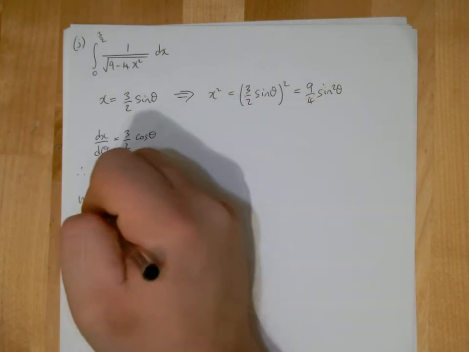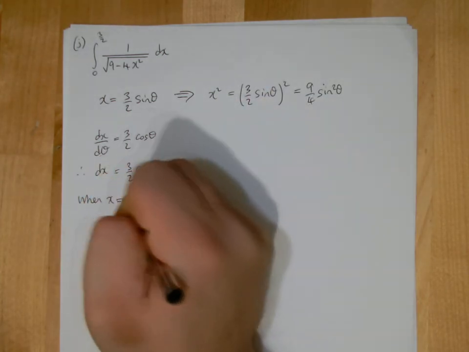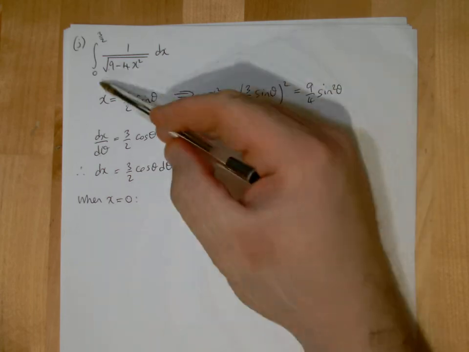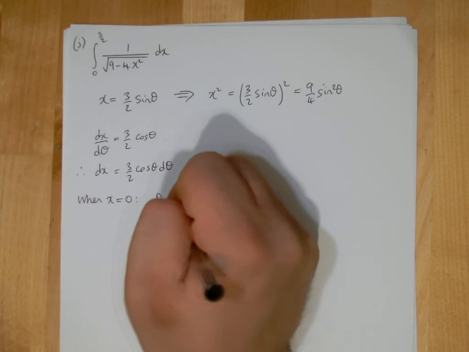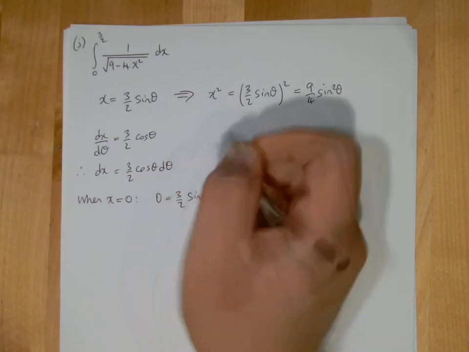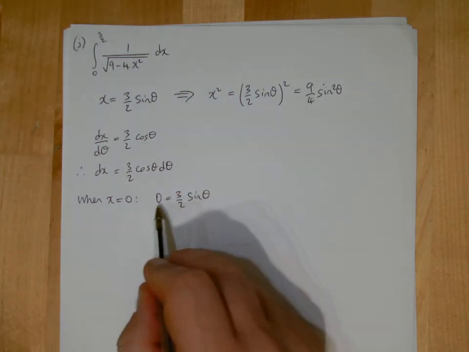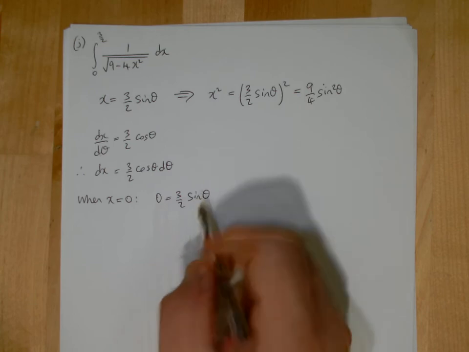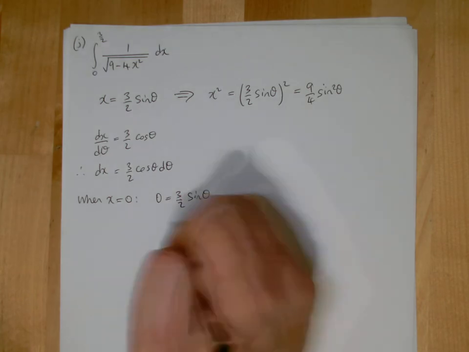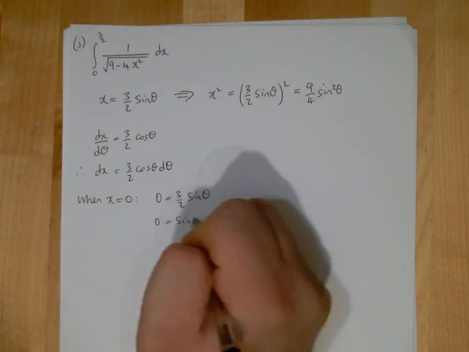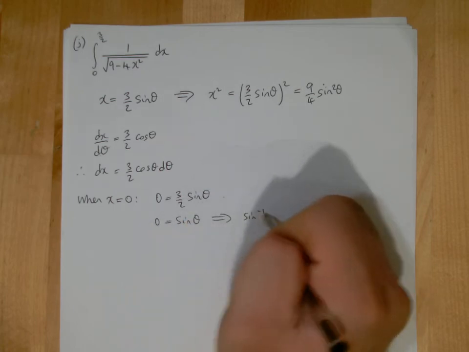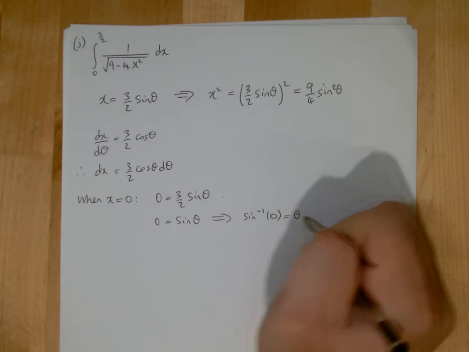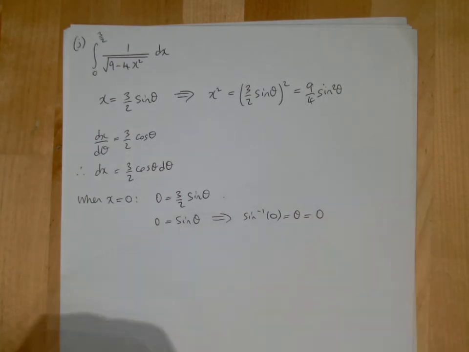So what have we got when x is 0? Okay, so 0 will go in here. So 0 will equal 3 over 2 sine theta. So 3 over 2 times sine theta is 0, which means then sine theta has got to be 0, okay? And then take the sine over, so sine to the minus 1 of 0 will equal theta, and of course we know that is 0.